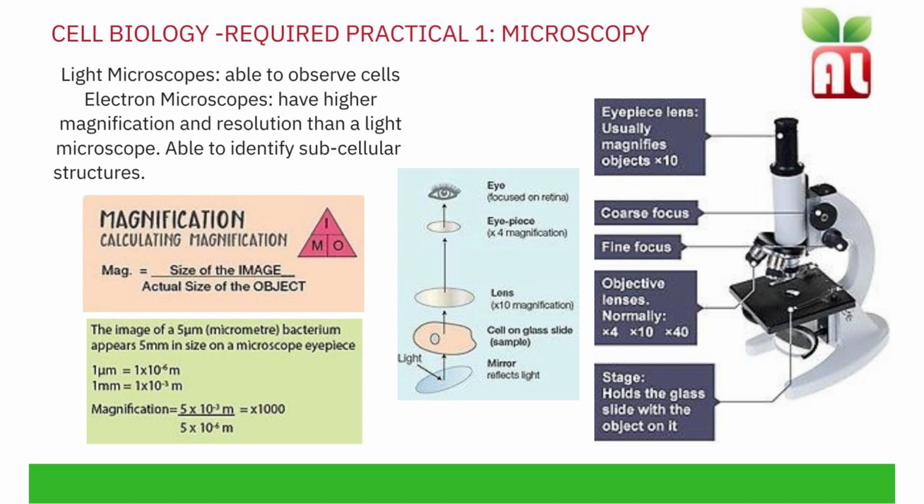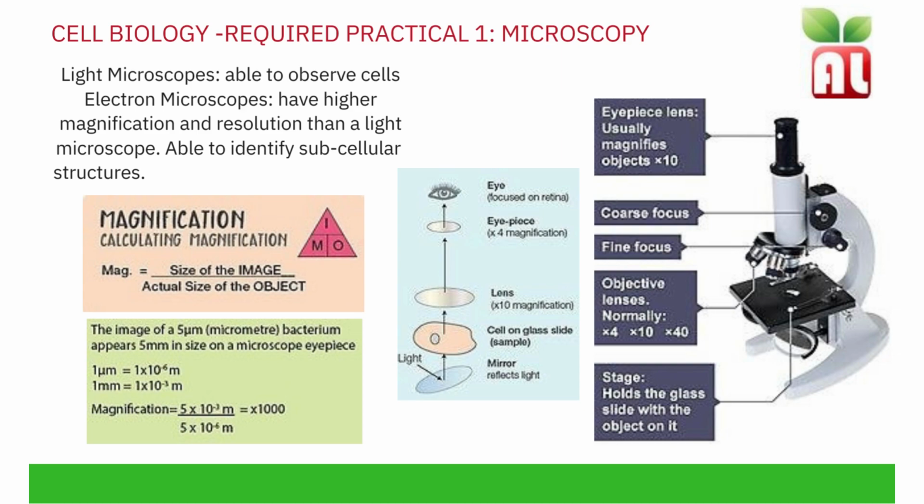You can calculate magnification by dividing the size of the image by the actual size of the object. Magnification has no units. Therefore, the measurement of the size of the image and the actual size of the object need to be in the same units, for example, millimeters.